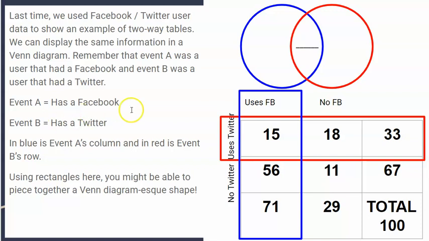But here's our two circles. The blue represents the space of event A, right? And the red represents the space of event B. Okay, so let me ask you here, what number do you think goes in that middle circle based on what you see in the table right now? Give you a sec to look at that.